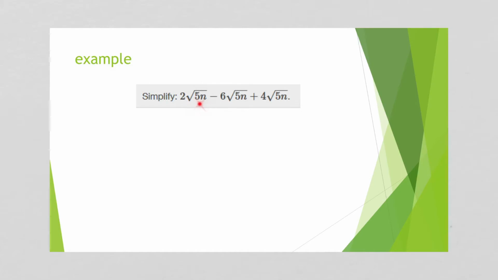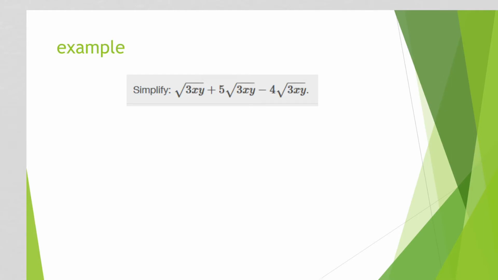Got under the radical 5n, 5n, 5n, so we're good here. Every one of these we can combine. So 2 minus 6 is -4. -4 plus 4 is 0 square roots of 5n. But what happens whenever you multiply 0 times anything? It goes away, right? So our answer would just be 0.